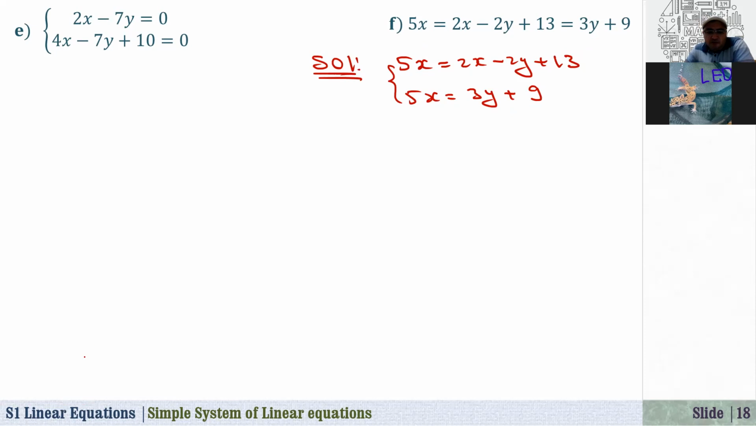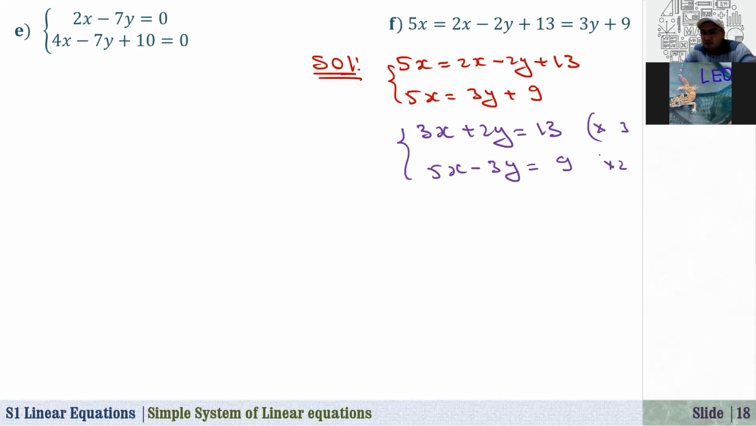So now if you simplify the first one, take everything to the left-hand side: 5x minus 2x, that is 3x, and negative 2y, changing the sign, becomes positive 2y on the left, and on the right-hand side we have 13. The second one is 5x minus 3y is equal to 9. Right. So I will multiply the first equation by 3, the second equation by 2. And after that, we will add them together.